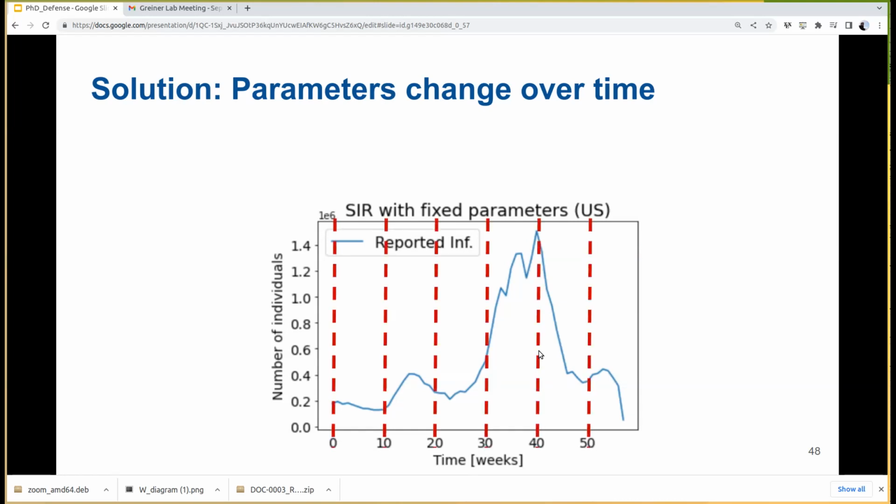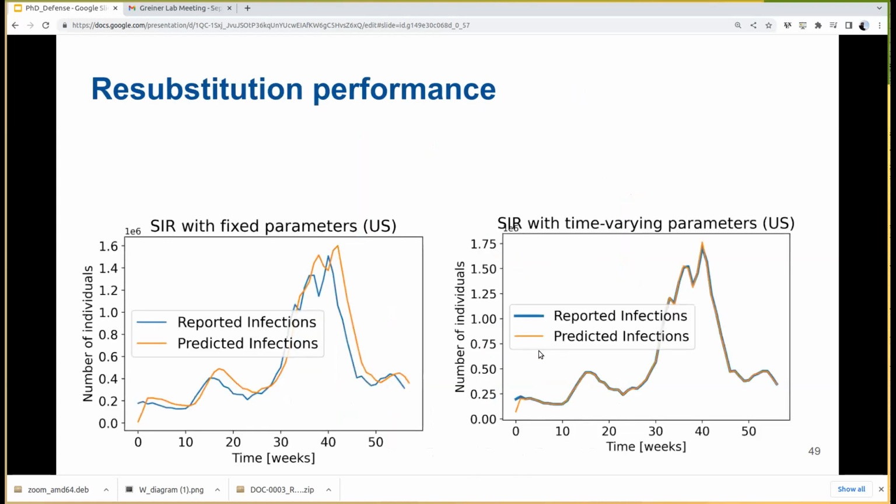So for example, instead of learning a single beta for the entire time series, we are going to divide this time series into different subparts, in this case, every 10 weeks, for example. And then we learn the parameters beta and gamma that best fit these first 10 weeks. Then we learn a second beta and gamma for the next one. And then we keep doing this over and over until we learn different parameters for every subset of the training data. And then we repeat the experiment.